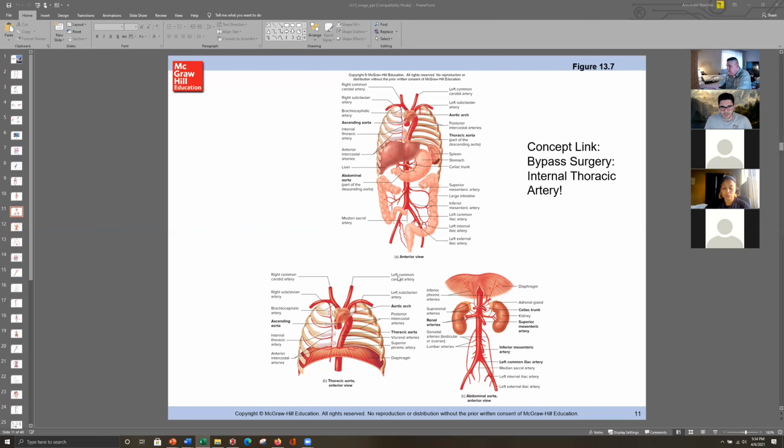I have a little link right here. The internal thoracic artery can sometimes be used for a bypass surgery if necessary, right? This little guy that's running down right here, the internal thoracic artery, you can use that in a pinch. If for some reason the physician doesn't want to use the greater saphenous or the cephalic vein, you can use the internal thoracic artery to help repair or do a bypass surgery. And it's nice because it is literally just right there.